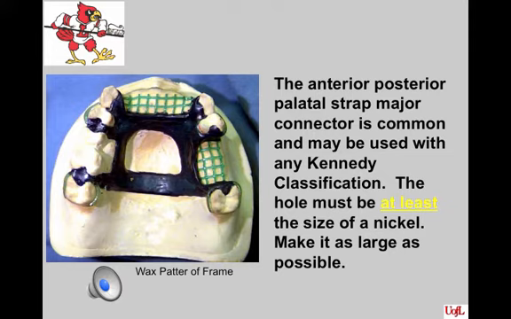The anterior-posterior palatal strap major connector is common and may be used with any Kennedy classification. The hole must be at least the size of a nickel if you place one. You want to expose the patient's tissues as much as possible so long as you do not jeopardize the strength of the prosthesis. The anterior strap must be a minimum of 8 to 10 millimeters, the posterior strap a minimum of 8 millimeters, and the side borders should be 7 to 9 millimeters. If you make the dimensions smaller, then the laboratory will bulk up the areas to make them thicker, and it will be more noticeable to the patient.